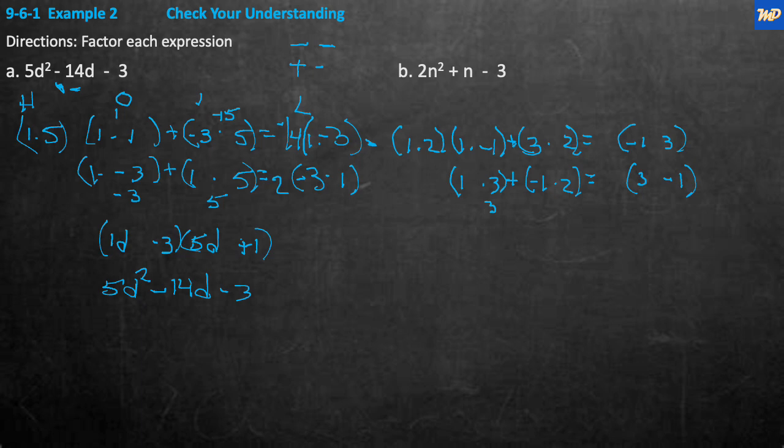Negative 1 times 2 is negative 2. And when we add those together, we're going to get a positive 1. This is our solution. Here's our answer right here.